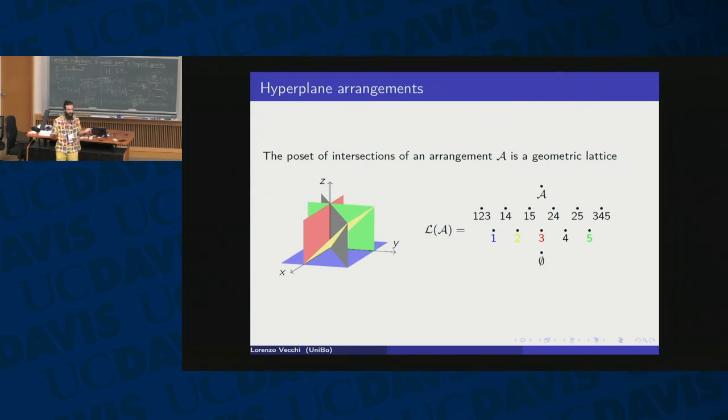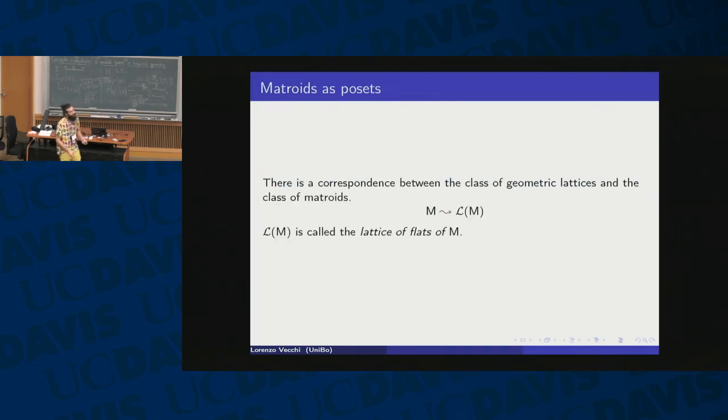And the name geometric means that this poset is somehow connected to geometry, because the shape of the poset of intersection of a hyperplane arrangement looks like this. Okay. It turns out that there are much more geometric lattices than hyperplane arrangements. And in fact, there is a correspondence between the class of geometric lattices and the class of matroids. And the correspondence works like this.